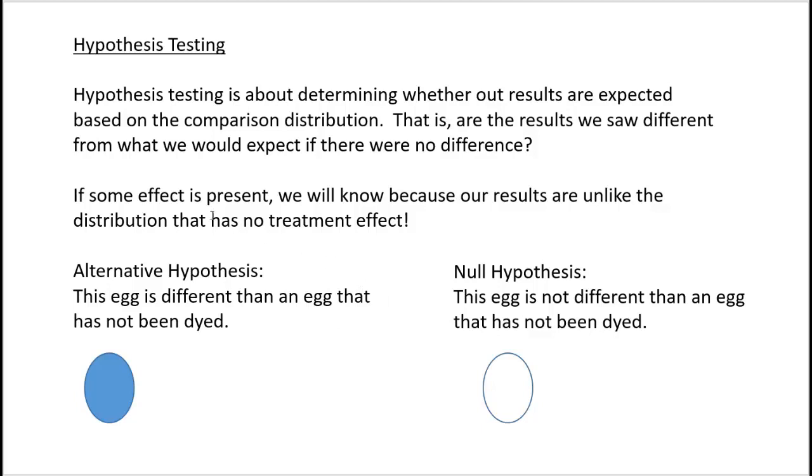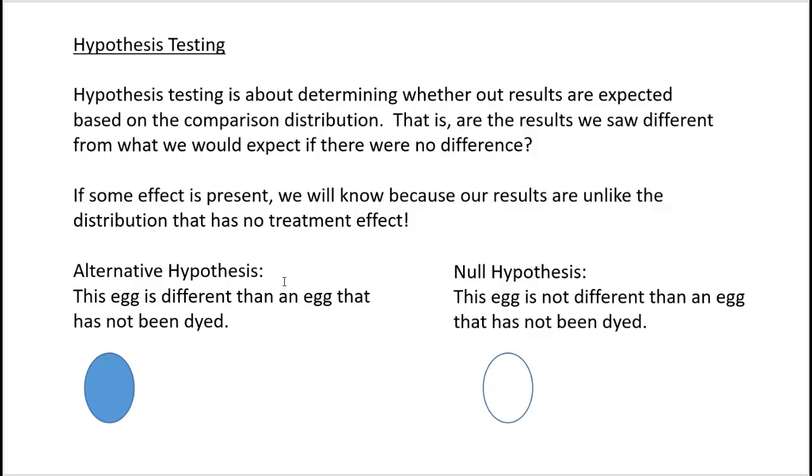It just is inside out. So another way of saying it is, if some effect is present, we will know because our results are unlike the distribution that has no treatment effect. So with the baby vitamin example, if some effect is present, so if a baby walks really early, we will know it's because our results are unlike the distribution that has no treatment effect. So we know that the baby that walks really early is walking early because it's not like the rest of the babies who took the regular vitamin.